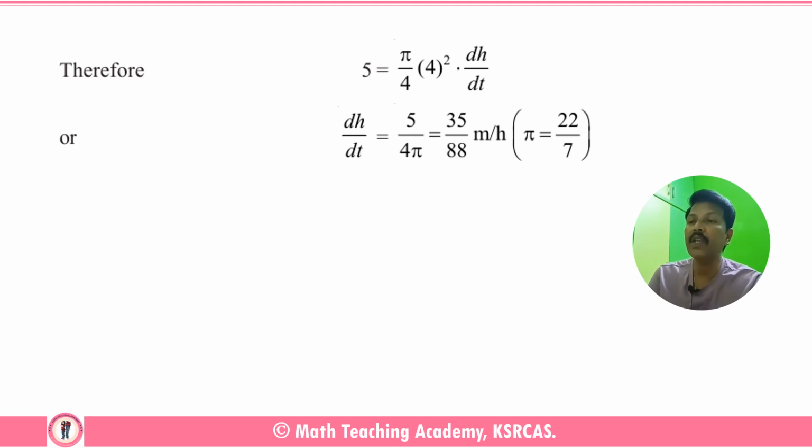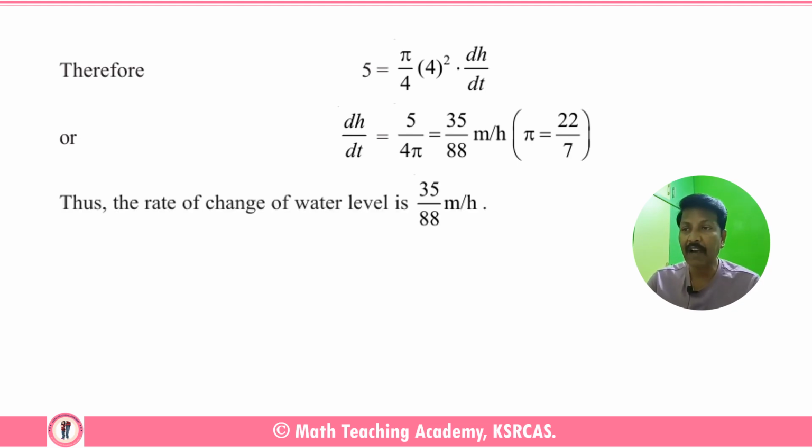Here dh by dt is the rate of change of depth of the water. Therefore, the rate of change of the depth of the water level is 35 by 88 meter per hour. This is the answer we need to find.